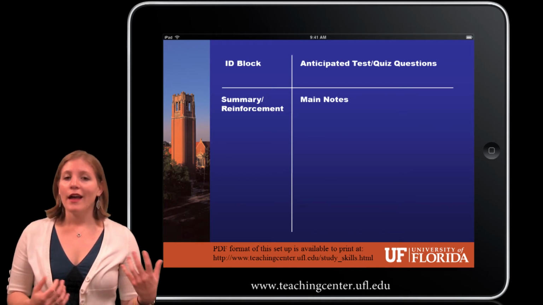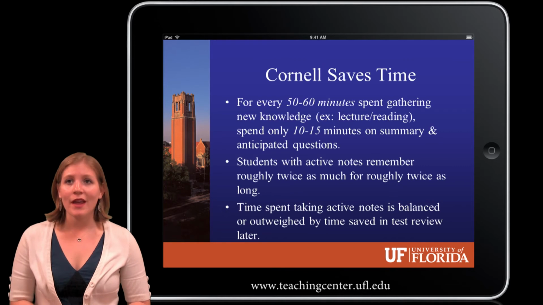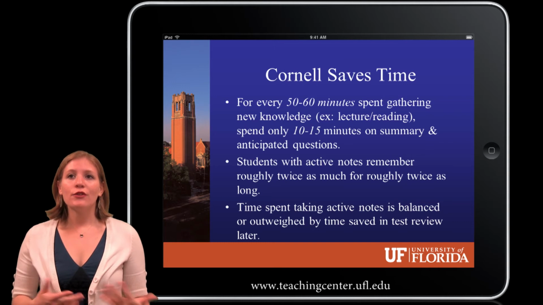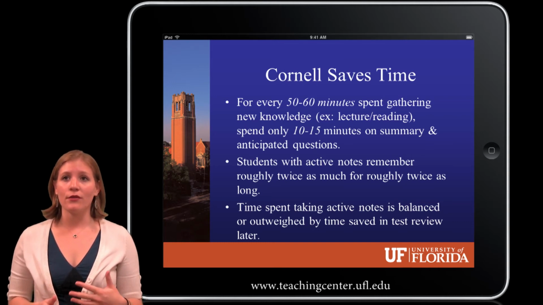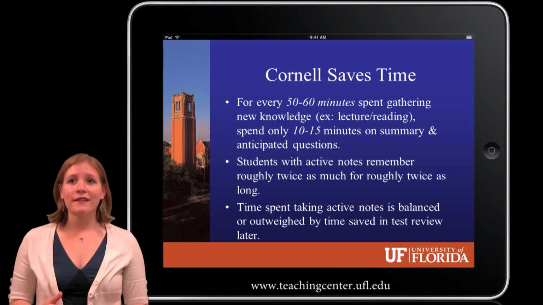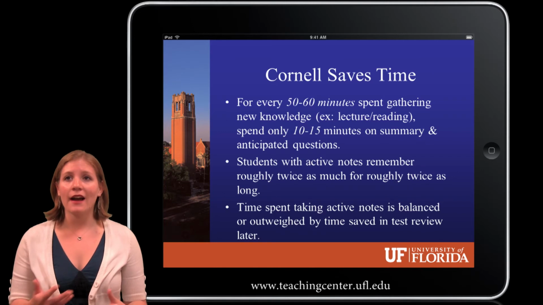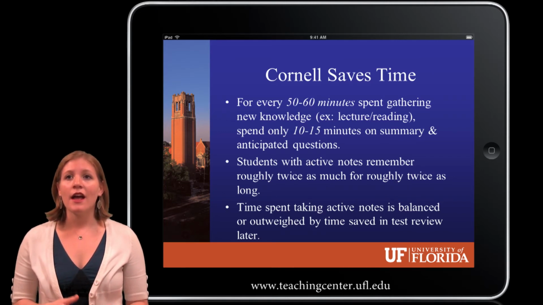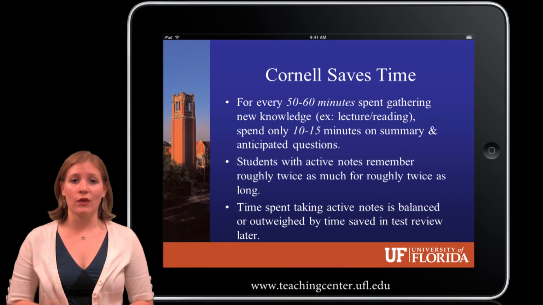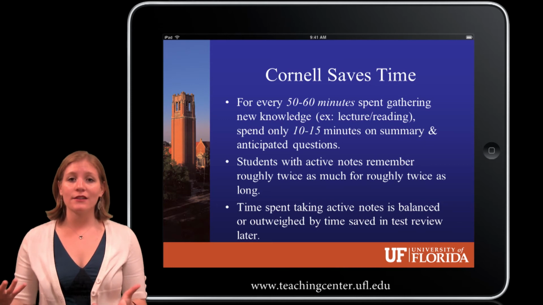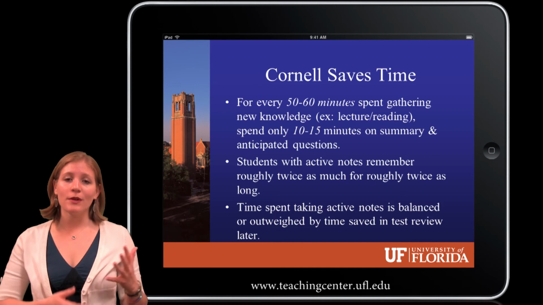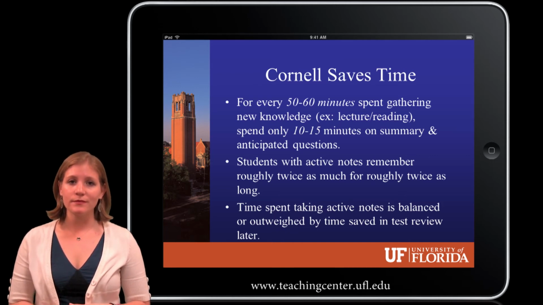So why use the Cornell note-taking method? It actually can save you time. For every 50 to 60 minutes of gathering new information, you really only need to spend 10 to 15 minutes of review and summary or making anticipated test questions. The Cornell note-taking system has students taking active notes because you're synthesizing the information. And students who take active notes remember twice as much information for twice as long. And the time spent taking these active notes, even though it can be a little over an hour, will help you in the long run because you're constantly reviewing this information.